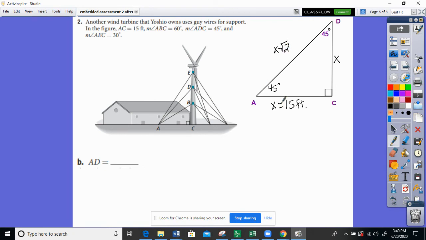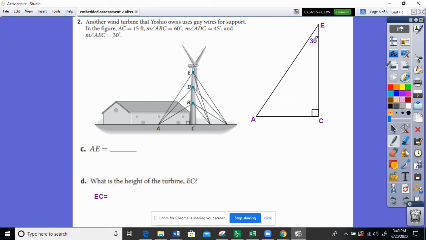So if the value of x is 15 feet, and they want to know the length of segment AD, we can just substitute 15 for x, multiply that by the square root of 2, and that's going to give us our answer, 15 times the square root of 2 feet.